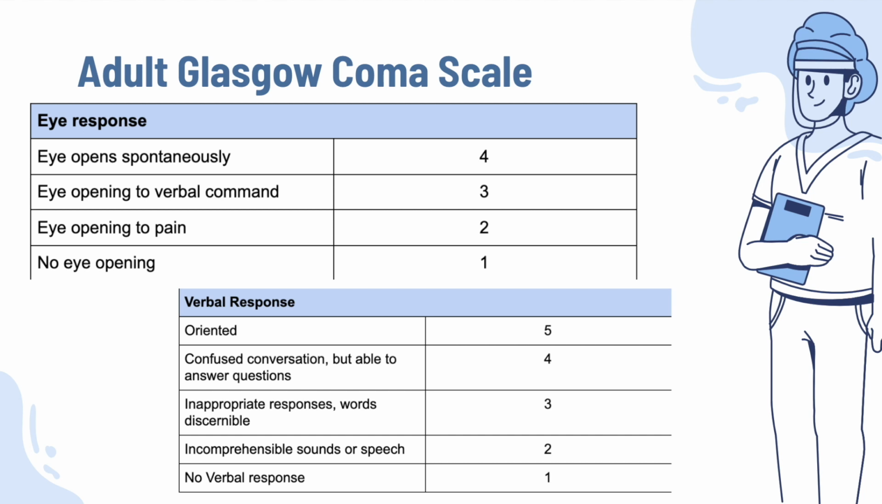Verbal response: oriented, score of 5. Confused conversation but able to answer questions, score of 4. Inappropriate response, words discernible, score of 3. Incomprehensible sounds or speech, score of 2. No verbal response, score of 1.